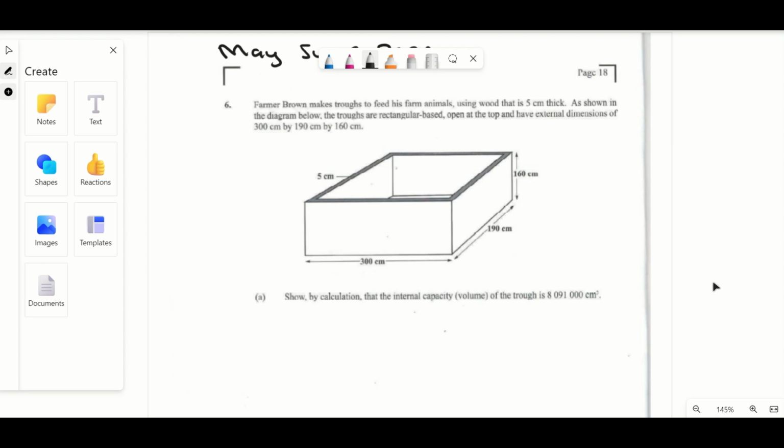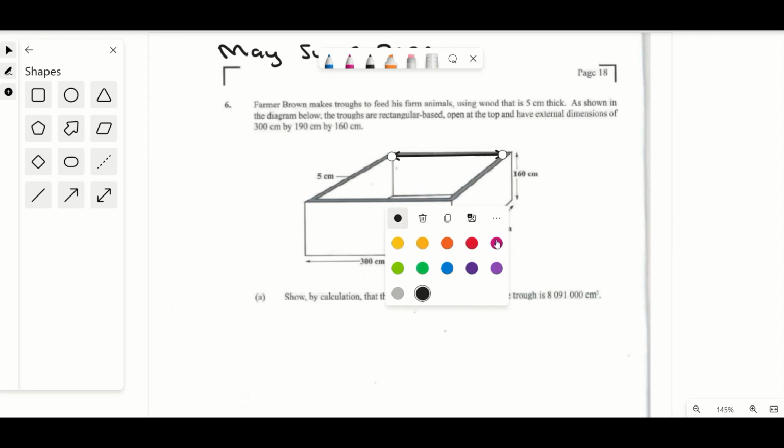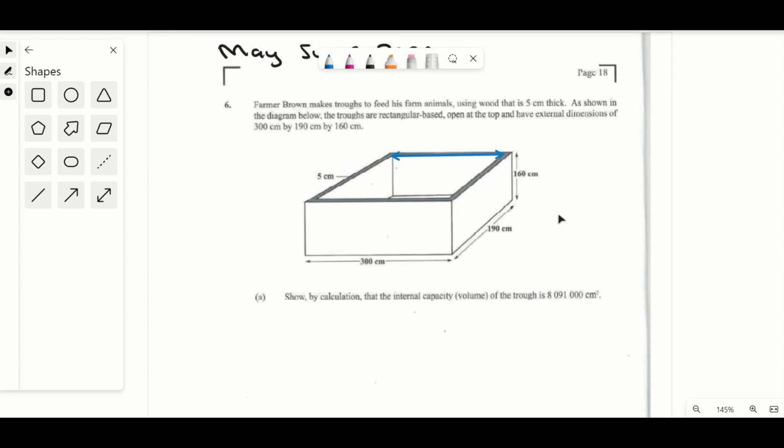9,091,000 centimeters cubed. So before we start anything, let us find the internal length. So my internal from here to here, we'll use blue. From here to here, the entire thing is 300 centimeters, but we are taking out 5 centimeters from here and 5 centimeters on this side. So that's 300 minus 10, which is 290 centimeters. That is the length.